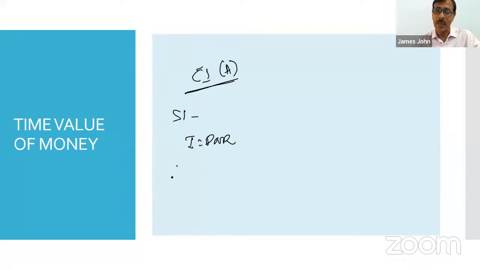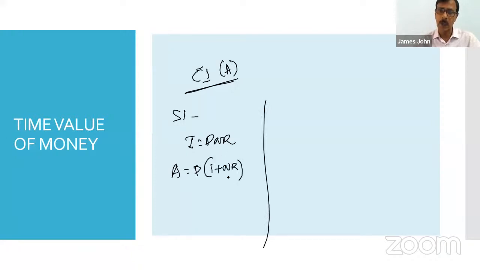And similarly, you can have another formula in simple interest. That is the total amount. What will be the total amount? P into 1 plus NR. So these two formulas you can use if the interest calculation is simple interest.